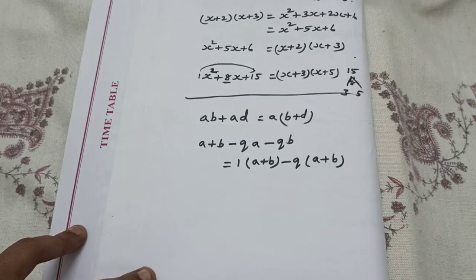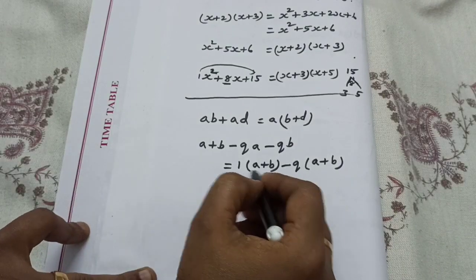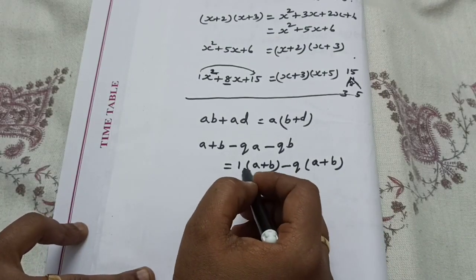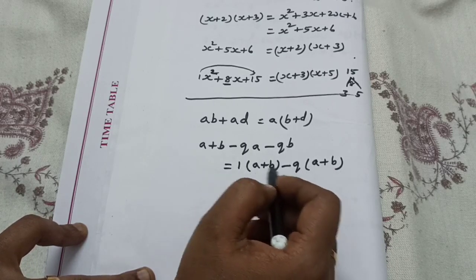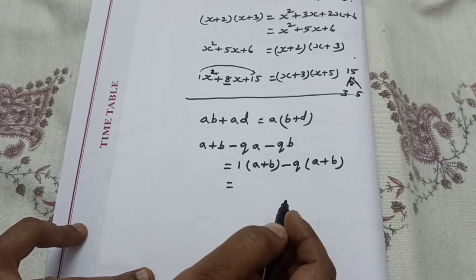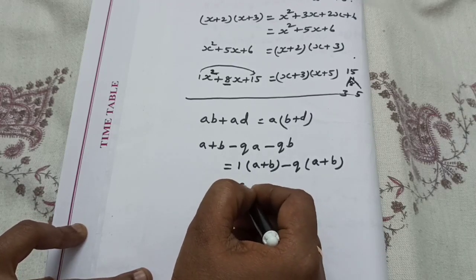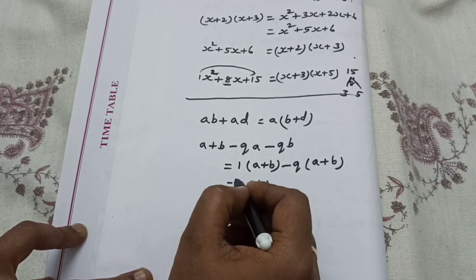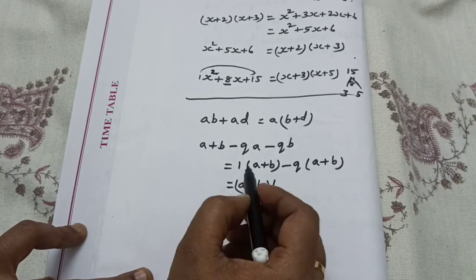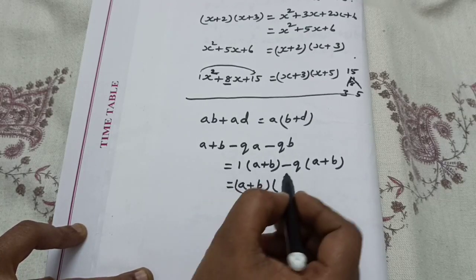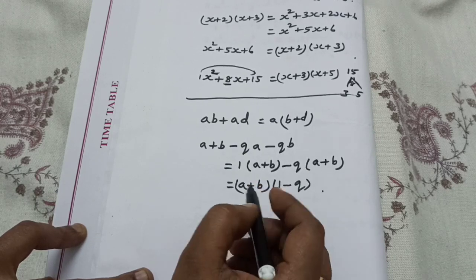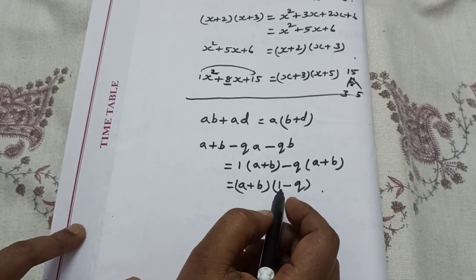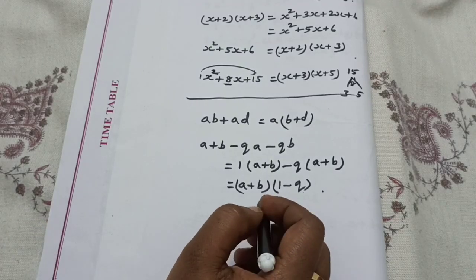Here two terms are there: 1 into A plus B, minus Q into A plus B. Which is common here? A plus B is common, isn't it? So we take A plus B common, into the remaining 1 minus Q. Any doubt? Here A plus B and 1 minus Q are the factors.